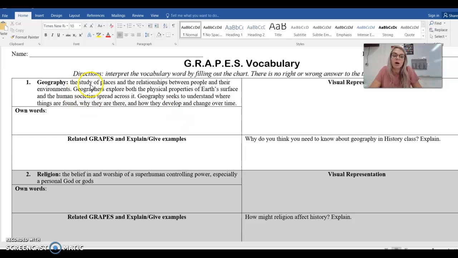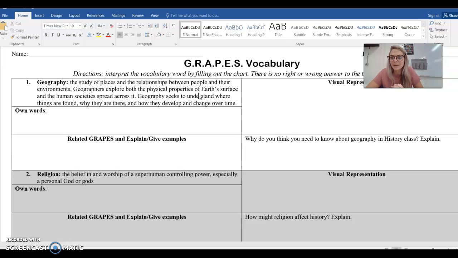All right, so our first vocabulary word is geography. So your first step is to read the definition. If it helps, you can read out loud, it's up to you. So geography, the study of places and the relationships between people and their environments. If you're a geographer or you're looking at things through the lens of someone who's interested in geography, you're going to explore both the physical properties of the Earth's surface and the human society spread across it. Geography seeks to understand where things are found, why they are there, and how they develop and change over time.